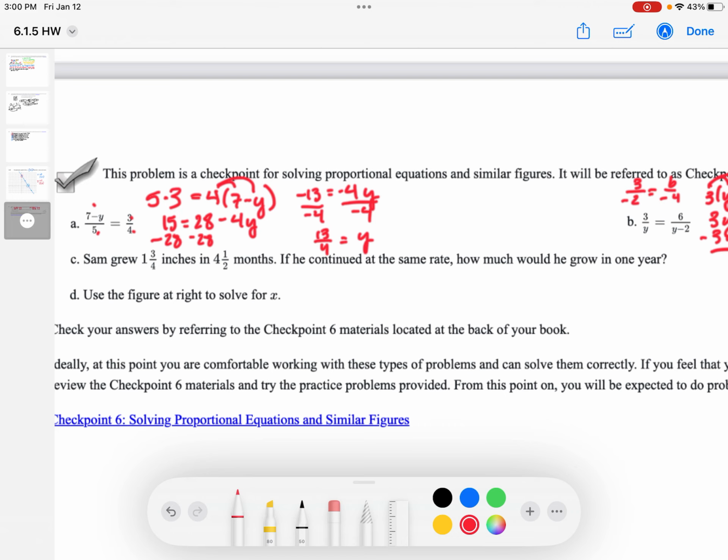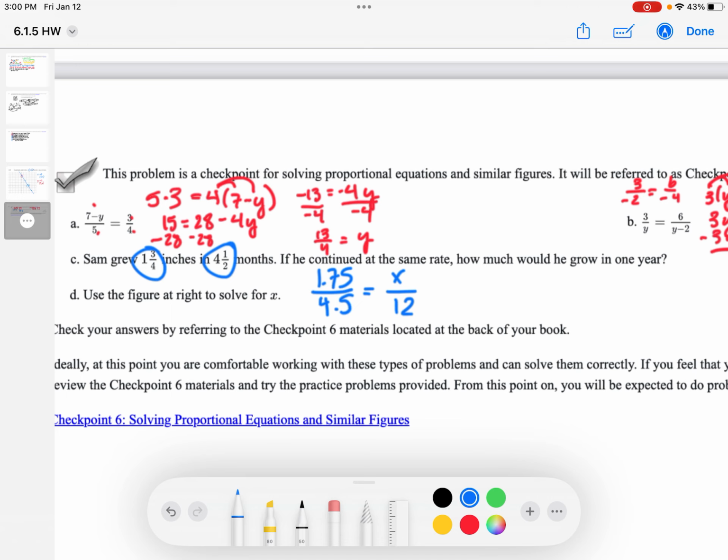Okay, part B, Sam grew 1 3/4 inches in 4.5 months. If he continued at the same rate, how much would he grow in 1 year? Okay, so I'm going to write my mixed numbers just as decimals here. He grew 1.75 inches per 4.5 months. If that rate is the same as 12 months, so 4.5 and 12 are both months, so I'm going to put those in the bottom there. How much would he grow?